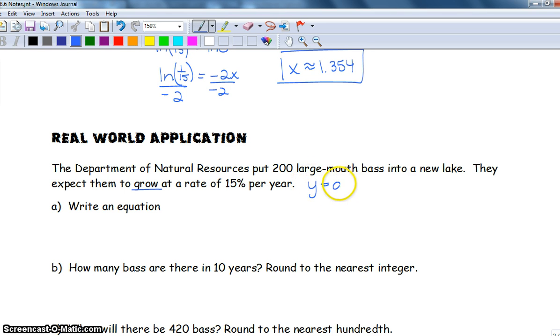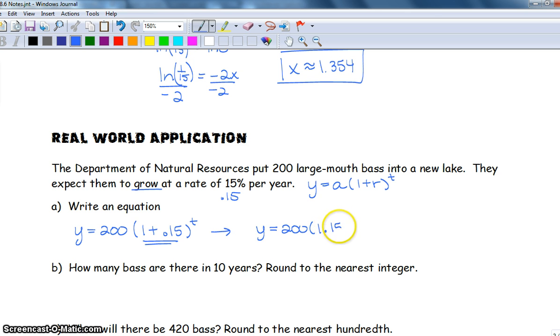So that's y equals a times 1 plus r raised to the t power, where a is your initial amount, and our initial amount is 200. 1 plus your rate as a decimal, so 15% is 0.15 as a decimal, and this is per year. Make sure that you combine that together. So our equation is y equals 200 times 1.15 raised to the t power.